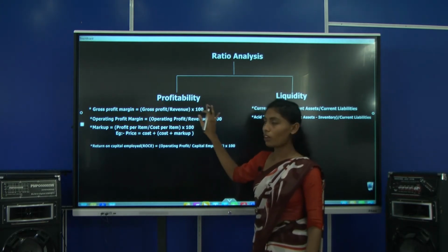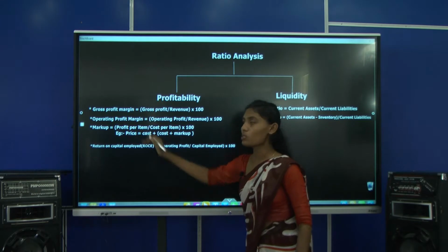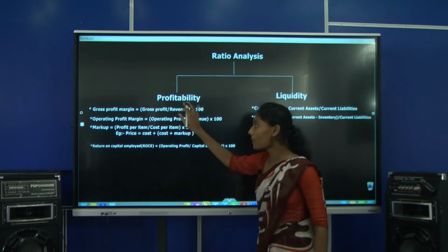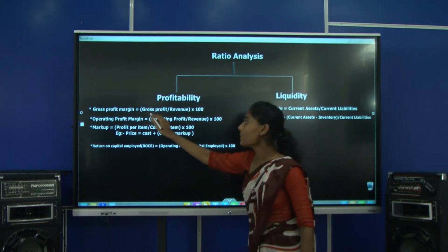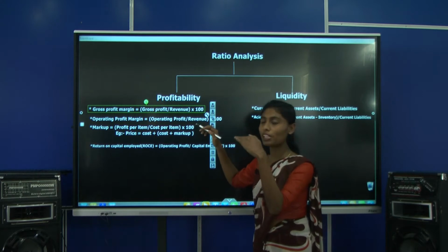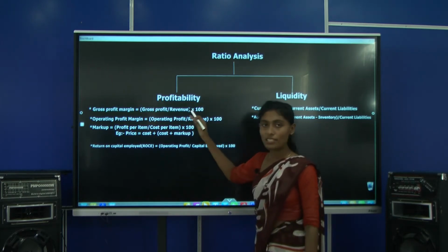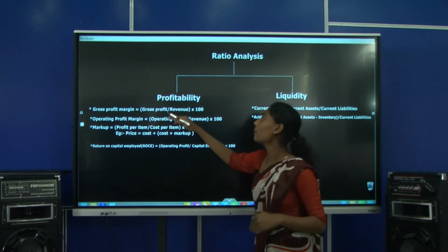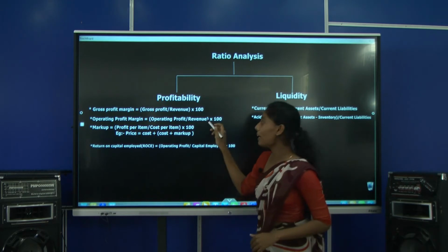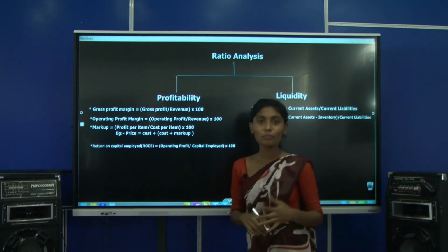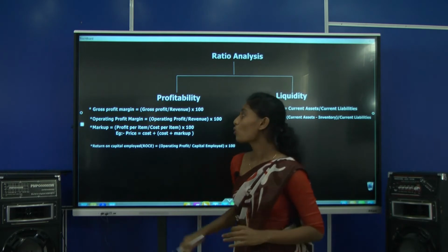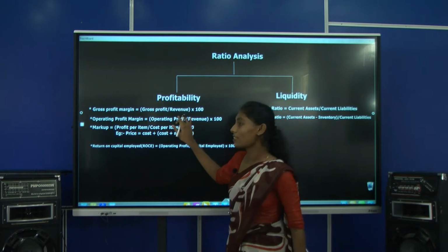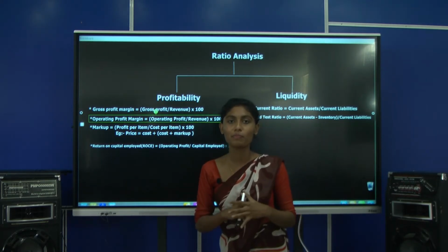First one is the gross profit margin. With the gross profit margin we find out how much gross profit we earn as a percentage of the revenue. So we always take gross profit in the numerator and the revenue as the denominator. Gross profit is always on top and the revenue is always on the bottom, and we multiply that by 100. Why 100? To get a percentage. So we see gross profit as a percentage of sales. Sales income we call revenue. That is the gross profit margin.